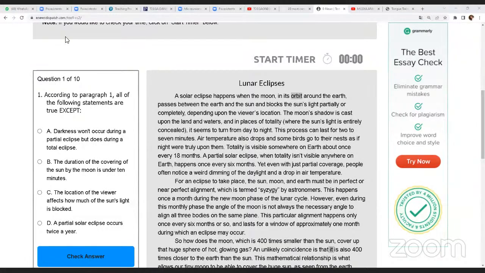So let's ask some questions here, right? According to paragraph 1, all of the following statements are true, except: A, darkness won't occur during a partial eclipse, but does during a total eclipse. B, the duration of the covering of the sun by the moon is under 10 minutes. C, the location of the viewer affects how much of the sun's light is blocked. D, a partial solar eclipse occurs twice a year. What do you think?